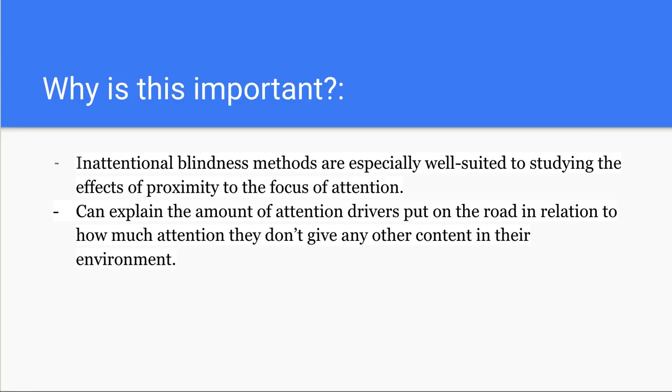Why is this important? Well, when a task requires us to focus our attention on a particular region of space, we appear to ignore or filter out task irrelevant areas. Inattentional blindness methods are especially well suited to studying the effects of proximity to the focus of attention. Because the critical objects appear unexpectedly, subjects have no reason to divert attention from their primary task or to attend to or ignore other objects they might not otherwise.